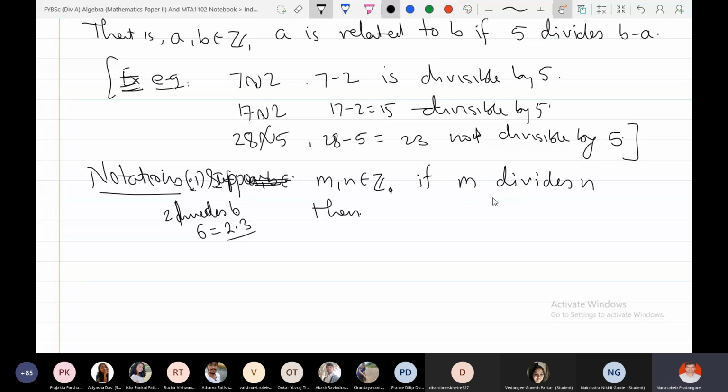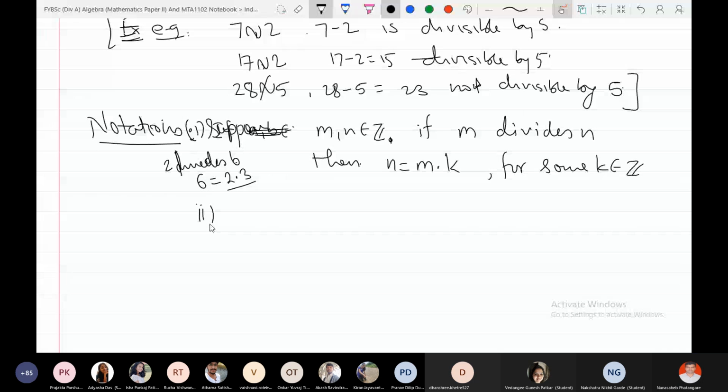So when I say m divides n, that means m is a factor of n. That means n is equal to m times k for some integer k. This is clear? Right. So if m divides n, we write it as m divides n.